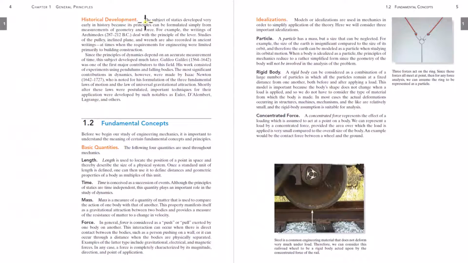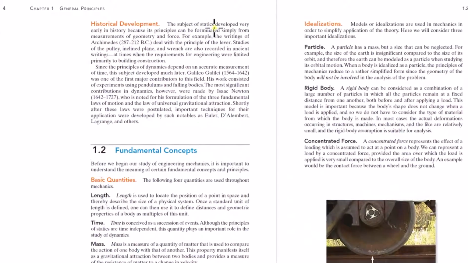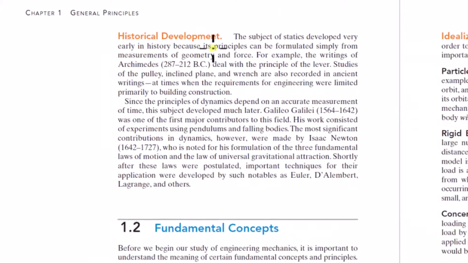So next, it goes into some history. It says the subject of statics developed very early in history because its principles can be formulated simply from measurements of geometry and force. For example, the writings of Archimedes in 287 to 212 BC deal with the principle of the lever. Studies of the pulley, inclined plane, and wrench are also recorded in ancient writings, at a time when the requirements for engineering were limited primarily to building construction.